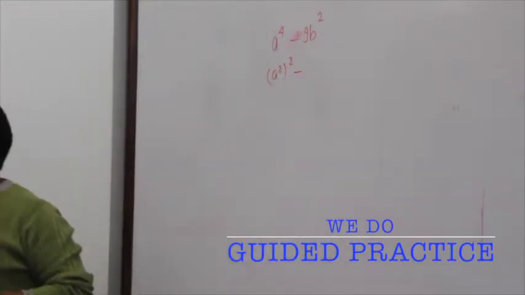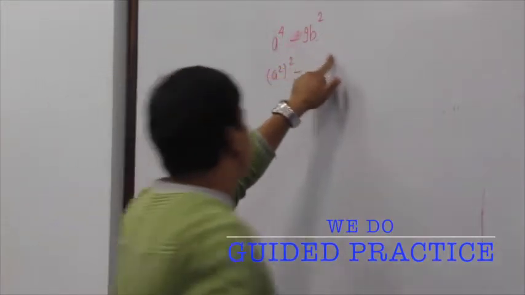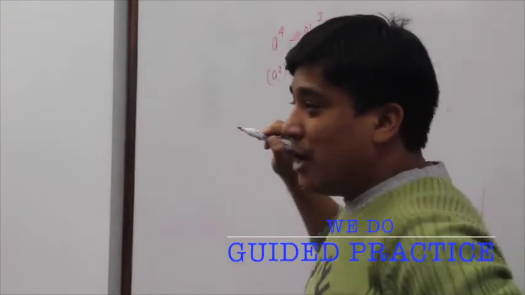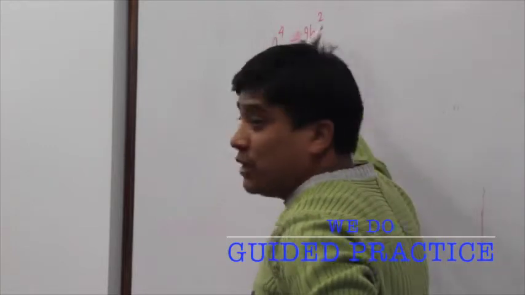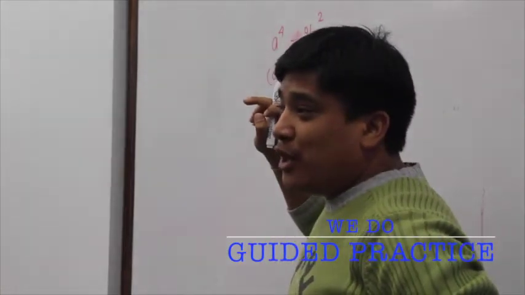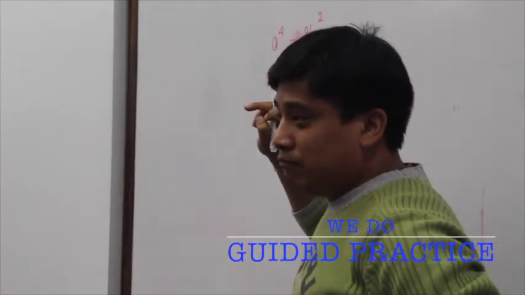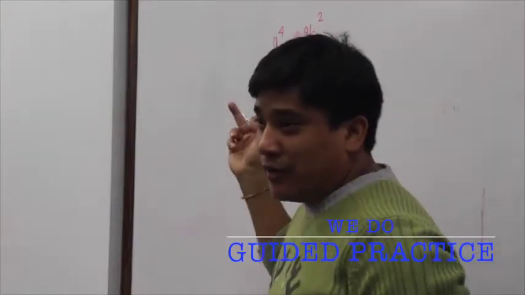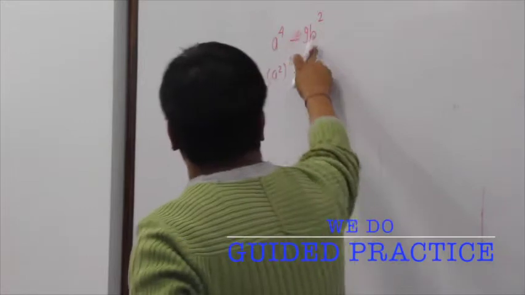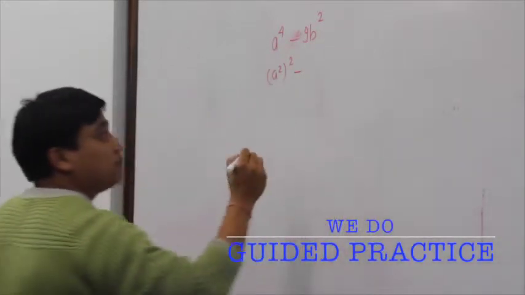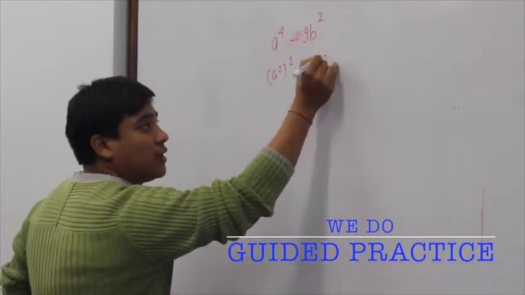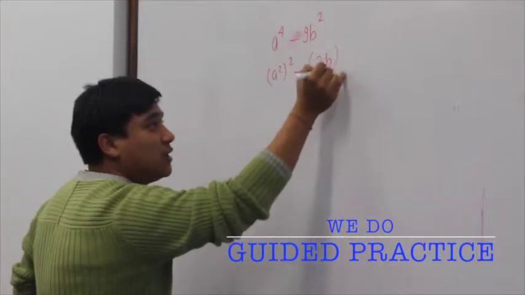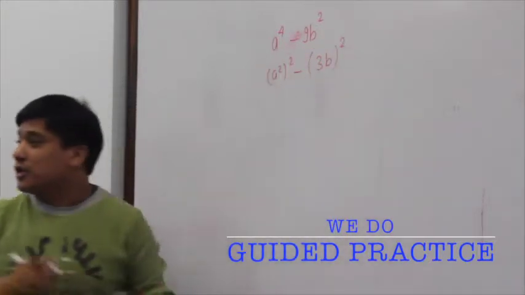Okay, Garrett, how do you write 9b square? First of all, is it a perfect square? 9 is a perfect square of 3, and b square is too, right? So how can you write this as a perfect square? 3b in parentheses, squared. Yes, and you say squared, not 2.